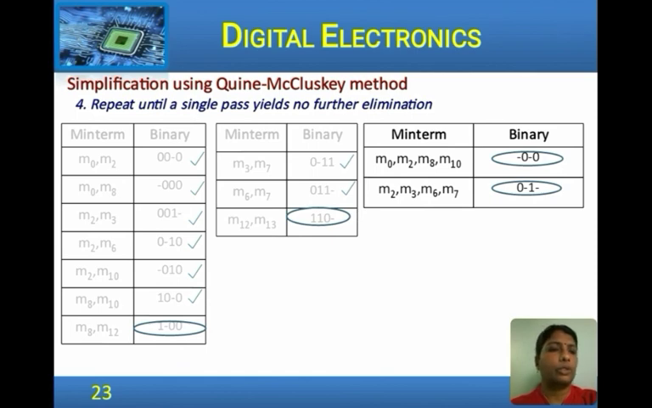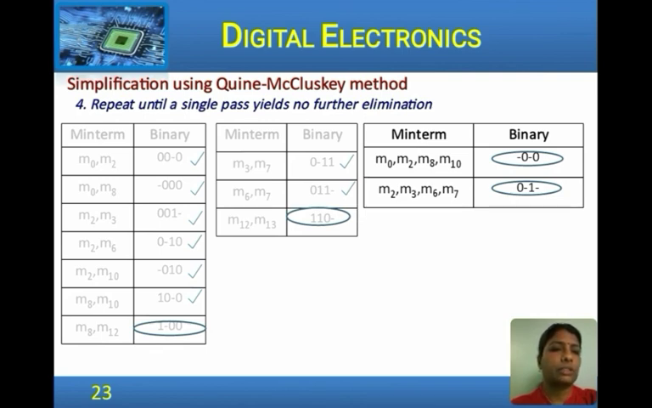Tick mark the 2, M2, M3, M6, M7. Then go for the next one, 0 dash 1 0, a dash in the second position here. Yes, we have one more over here, M3 M7, but that yields a combination that we already have. So, no need to repeat it, but tick mark it. Then check for dash 0 1 0, we have no other combination.